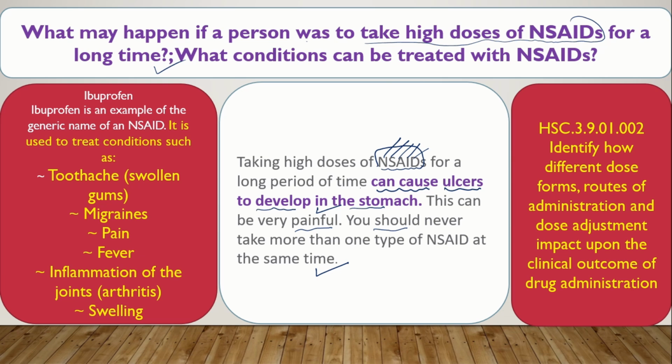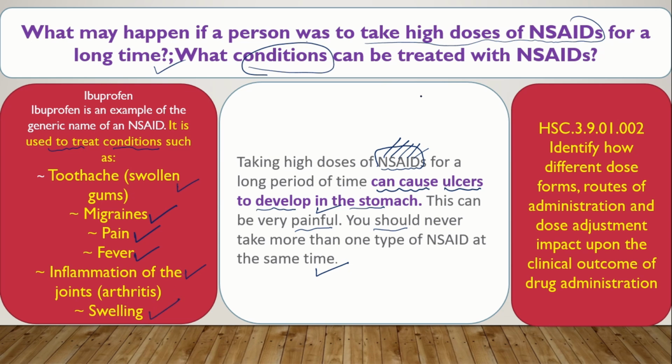The next, part 2 of my question: what conditions can be treated with NSAIDs? It's used to treat conditions such as toothache, swollen gums, migraines, pains, fever, inflammation of the joints or arthritis, and swelling.